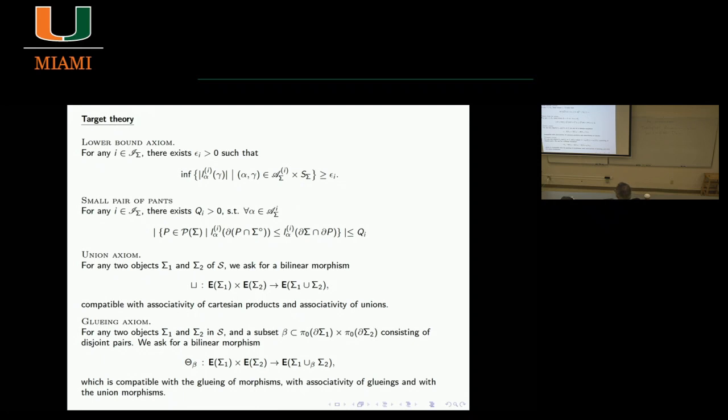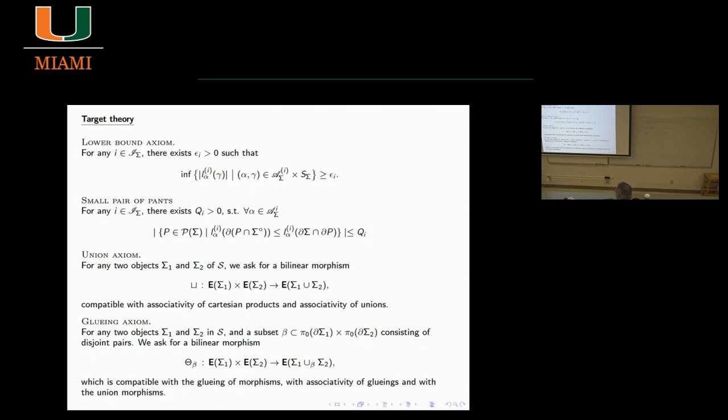Okay, and then there's the last one, and that has to do with small pair of pants. It says that for all i, there must exist a q_i bigger than 0, such that for all the seminorms, if I look at pairs of pants for which I know that the length of the interior boundary of the pair of pants is smaller than the outer parts. So some parts of the boundary are embedded on the boundary of the surface, and some are interior, right? This thing here should be a finite set, and its number should be bounded by some q_i that doesn't depend on alpha.